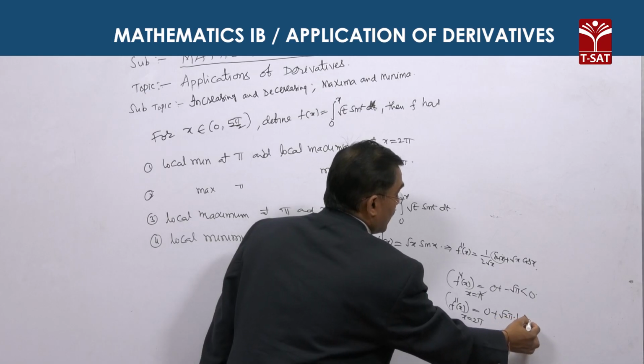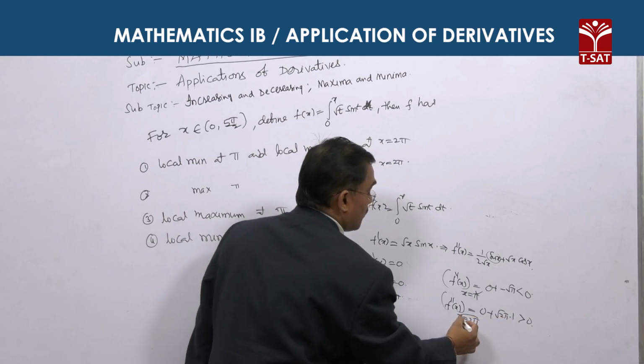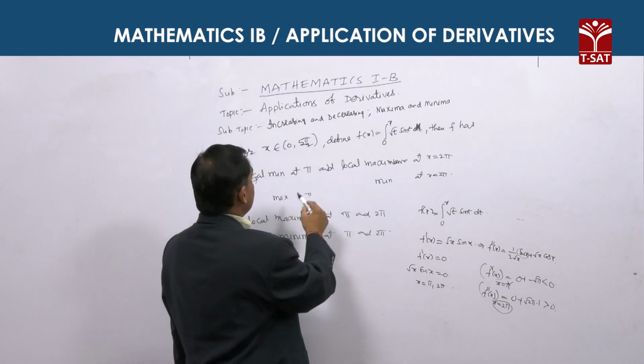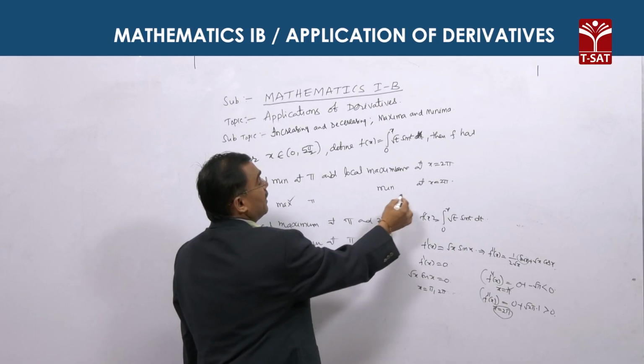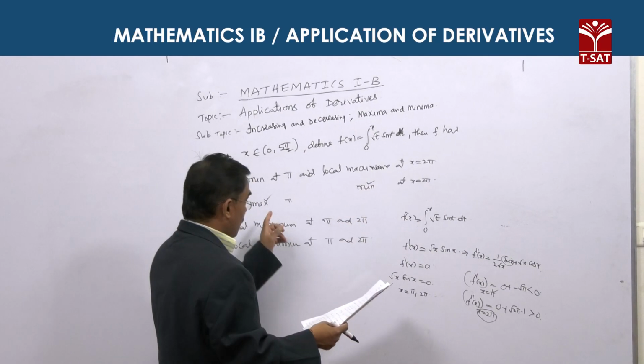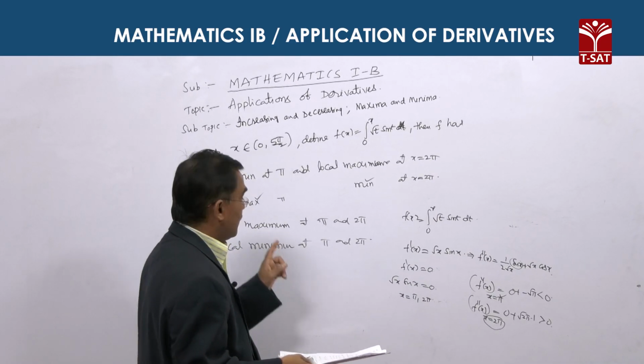Right, 2 pi into 1 is here. Positive, minimum value at x equal 2 pi. Therefore we observe that at x equal to pi is the local maximum, and at x equal to 2 pi is the local minimum. Local maximum at pi and local minimum at 2 pi.